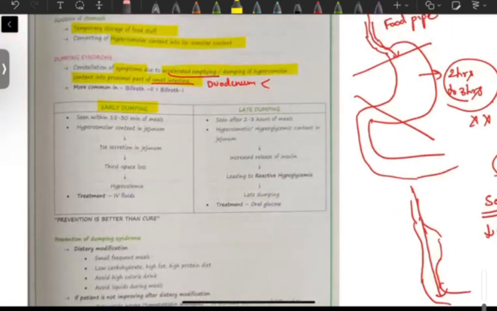Early dumping is seen within 15 to 30 minutes of meals. Here hyperosmolar content is passing on to the jejunum, which will increase secretions in the jejunum because it is hyperosmolar. Then there will be water loss or third space loss, because this food is draining water from our body itself. So it is similar to hypovolemia, basically hypovolemic shock.